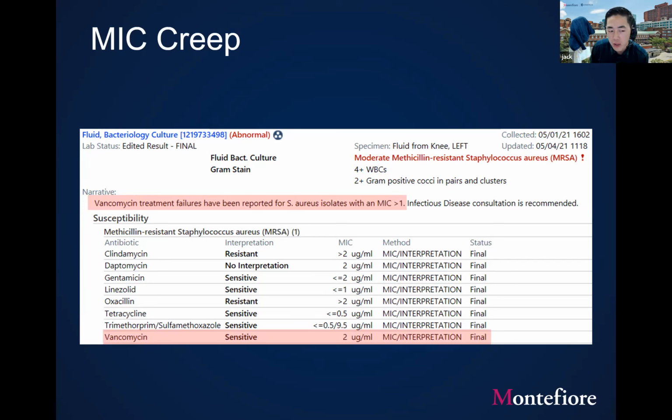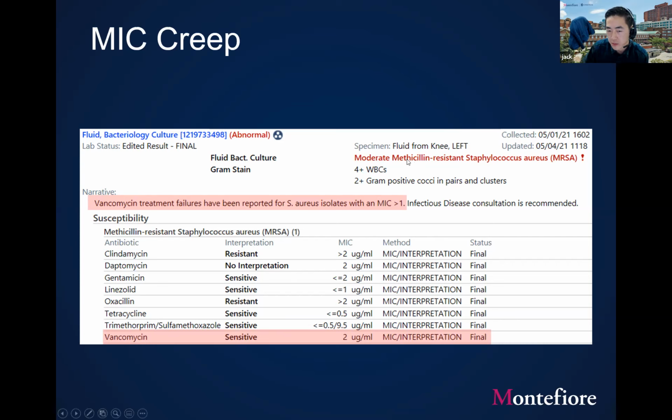And the microlab even puts this disclaimer here where if the MIC is 2, they'll say that vancomycin treatment failures have been reported for Staph aureus isolates with an MIC greater than 1. This is something to keep in mind because the primary team may not know this. For an MIC of 2, depending on what you're treating and where you're treating, you may want to use an alternative agent. And we've seen a lot of these.